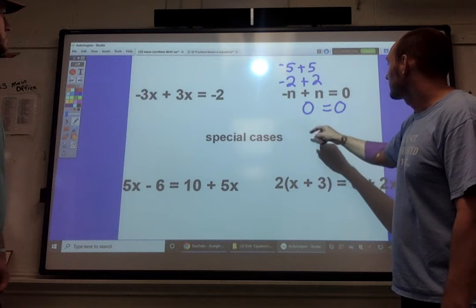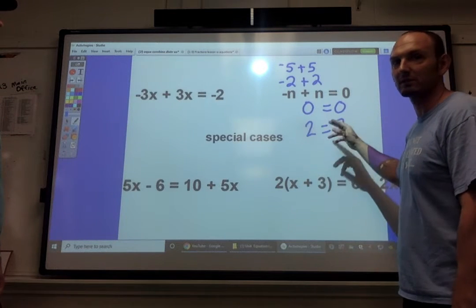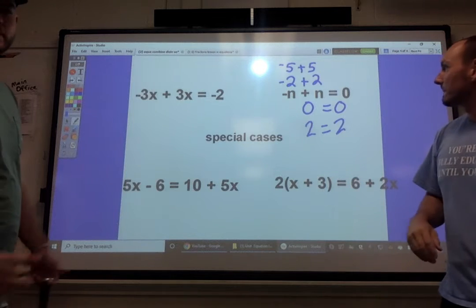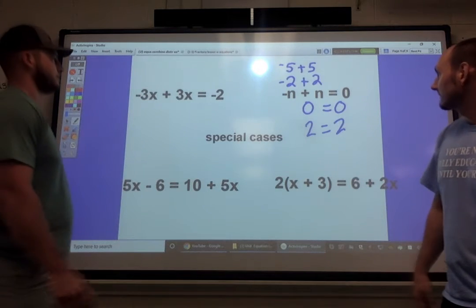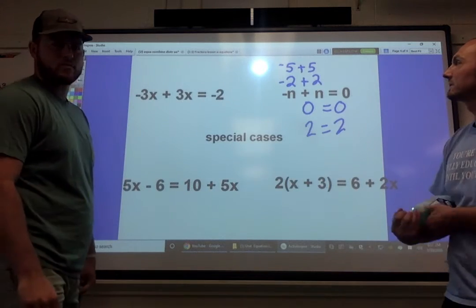And if you work it out, you somehow get 2 equals 2. Same thing. It doesn't always have to be 0 equals 0. If it's true, then all real numbers. Alright. Over here, negative 3x plus 3x equals negative 2.